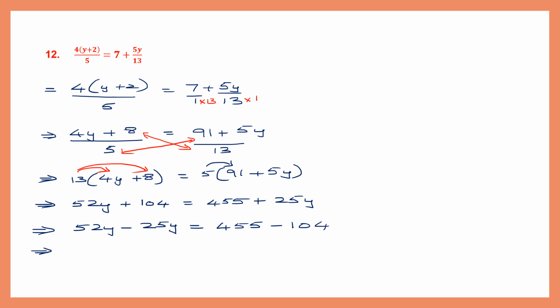Now 52 minus 25 is equal to 27. So 27y is equal to 351. When you subtract, you get 351. Now to find the value of y, y is equal to 351 divided by 27, because we are taking 27 from here to the other side. It becomes division. When you divide 351 by 27, you get 13. That means the value of y here is 13.